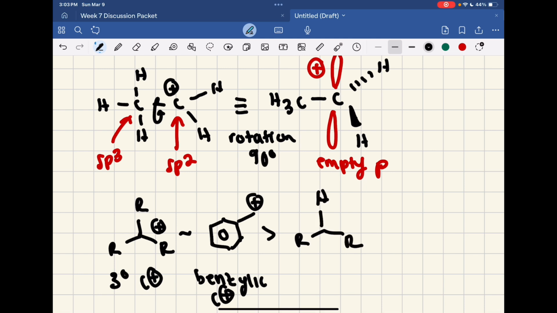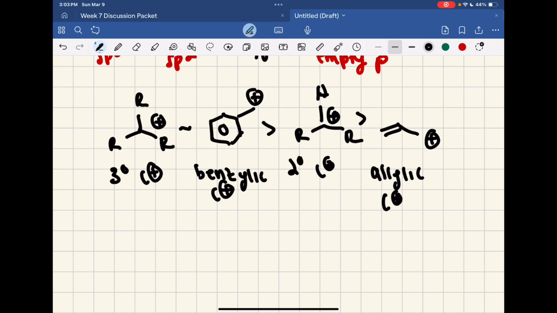So there's a proton here. A secondary carbocation, which is a little bit better than what we call allylic, so directly adjacent to a double bond. This is an allylic carbocation. Okay, and that is way, way better than what we call a primary.